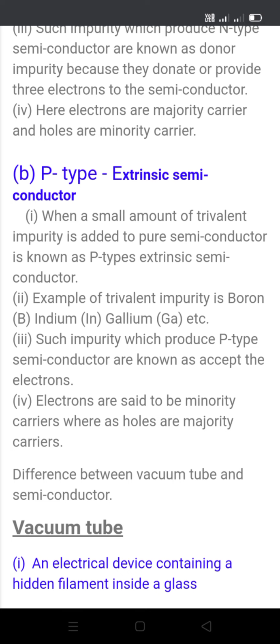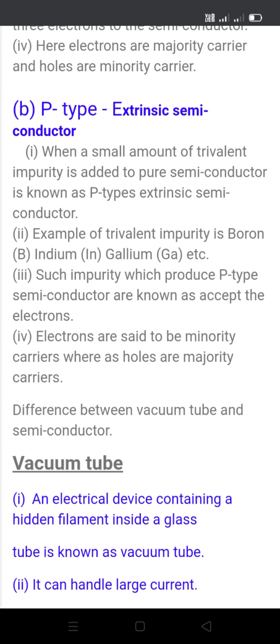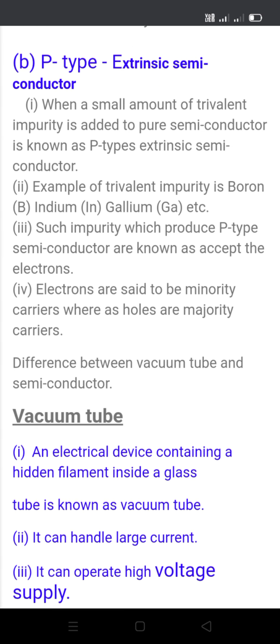P-type extrinsic semiconductor. When a small amount of trivalent impurity is added to pure semiconductor, it is known as P-type extrinsic semiconductor. Examples of trivalent impurities: boron, indium, gallium, etc. Such impurities which produce P-type semiconductor are known as acceptor impurity because they accept the electrons. Electrons are said to be minority carriers whereas holes are majority carriers.